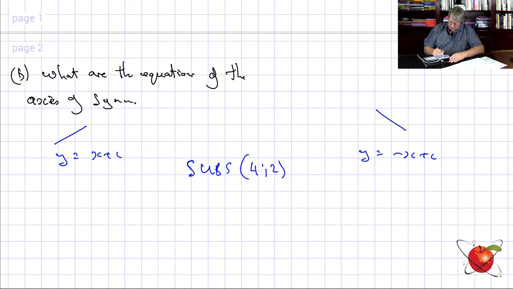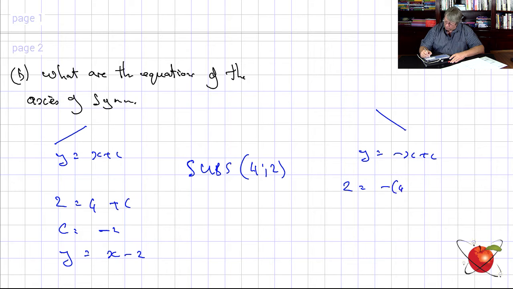So we get 2 is equal to 4 plus c. Therefore, c is going to be equal to minus 2. Therefore, it's y is equal to x minus 2. And over here, I substitute 2 equals minus 4 plus c. c is equal to 6. Therefore, it's y is equal to minus x plus 6.